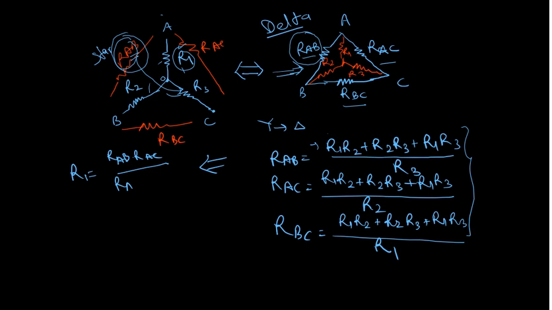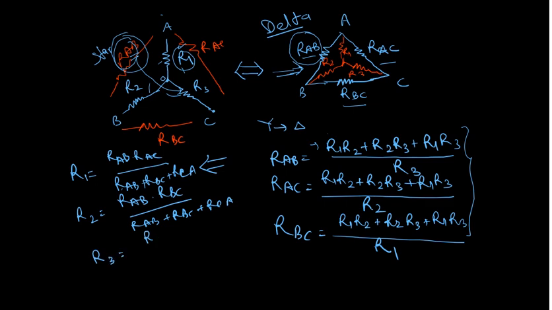Similarly, R2, if you want to calculate, R2 is coming in between RAB and RBC. So what you have to do? RAB multiplied by RBC divided by the sum again: RAB plus RBC plus RCA. Clear?